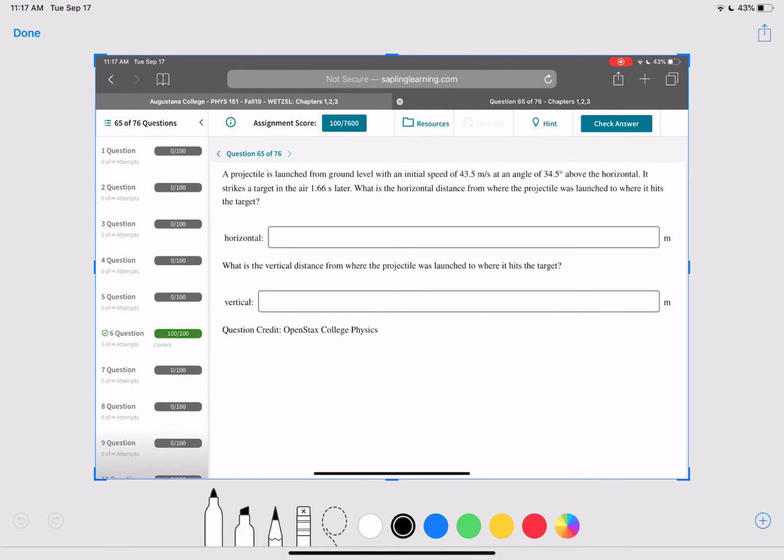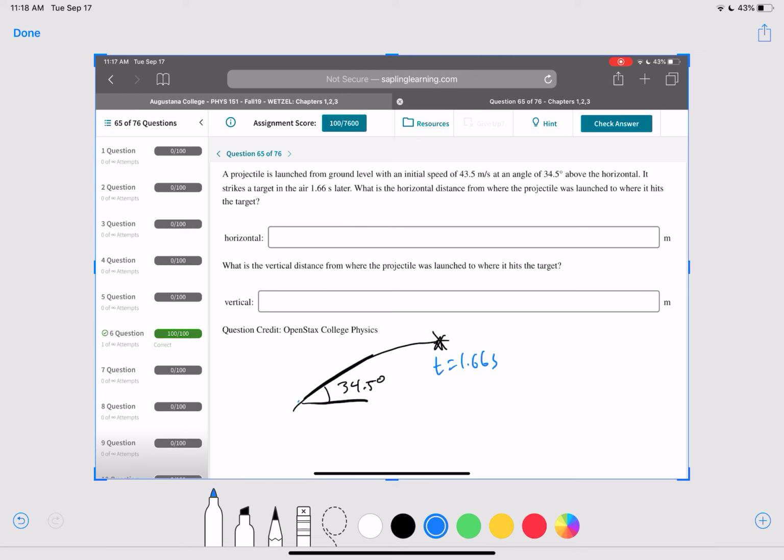A projectile is launched from ground level with an initial speed of 43.5 meters per second and an angle of 34.5 degrees above the horizontal. It strikes a target in the air 1.66 seconds later. What is the horizontal distance from where the projectile was launched to where it hits the target? Okay, we're launched from ground level, boom, at an angle of 34.5 degrees above the horizontal. It strikes the target at t equals 1.66 seconds.